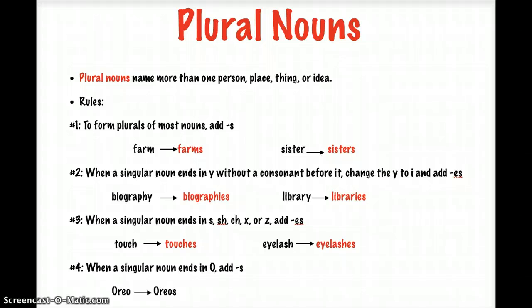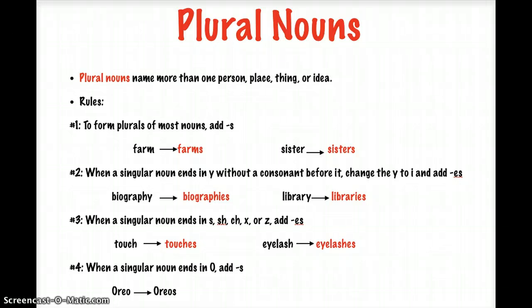Biography. We've been studying that in class. The plural form of biography is biographies. Change that Y to an I and add an ES. Library. Change that Y to an I and add an ES for libraries.